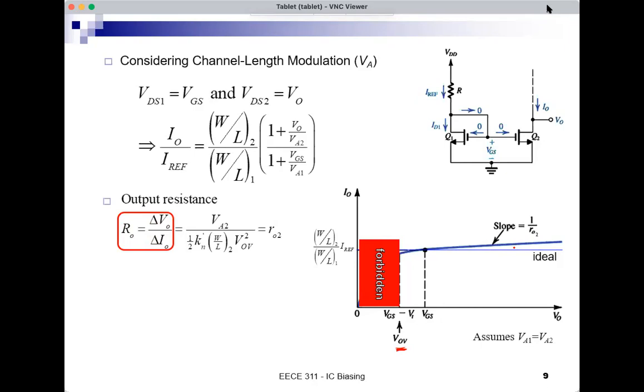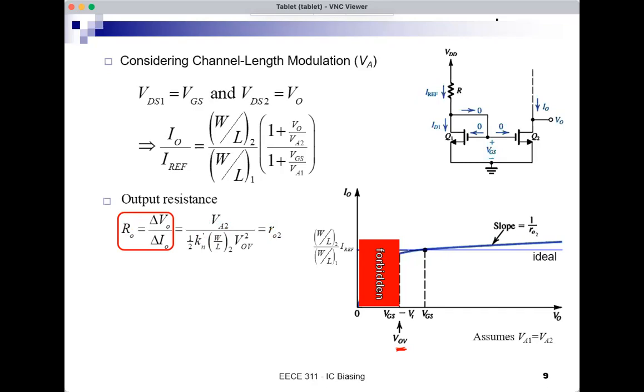VA2 divided by half K prime W over L2 VOV squared. So if I take this equation and I calculate delta VO over delta IO, then I get this quantity. But what is this quantity? This quantity is exactly small RO2. If I want to calculate small RO2 without thinking about output resistance, just small RO2, then this is the formula for small RO2. And the output resistance capital RO is this, and therefore it's equal to small RO2.